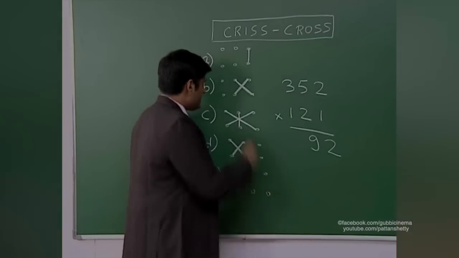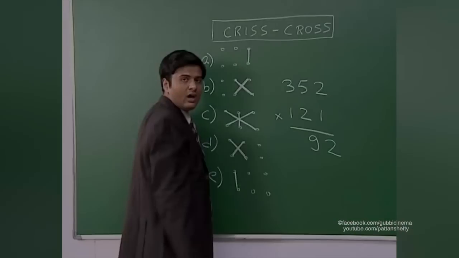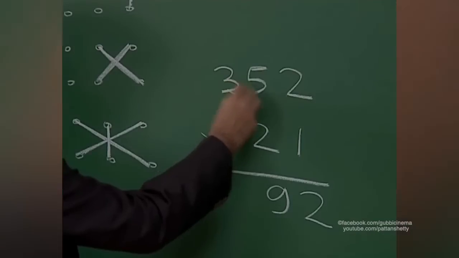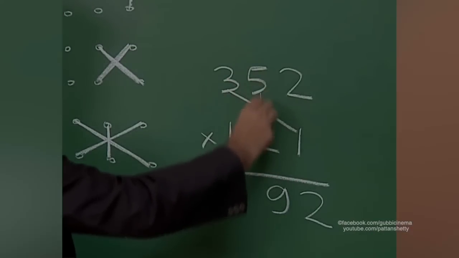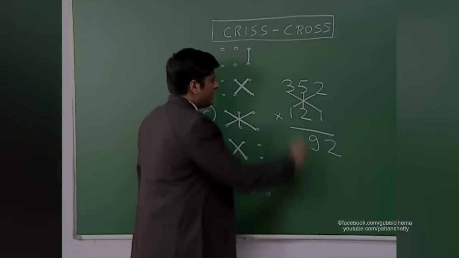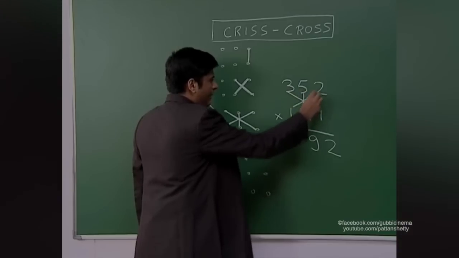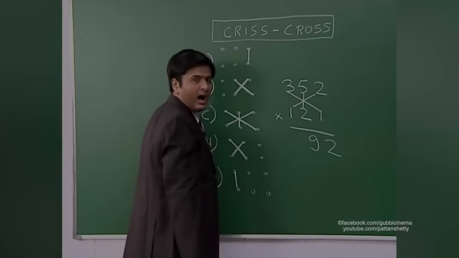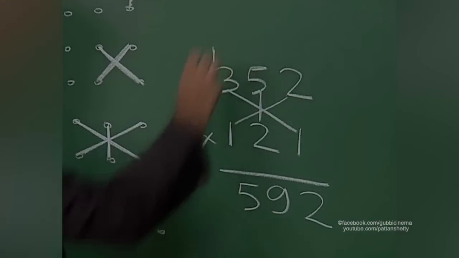Third step says multiply this like this and like this. So it will be 3 times 1 is 3. 5 times 2 would give me 10. 2 ones are 2. So 3 plus 10, 13 plus 2, 15. I write 5, carry over 1.